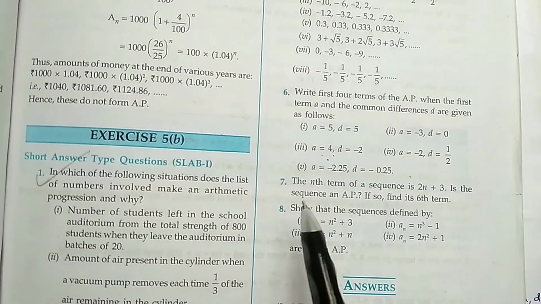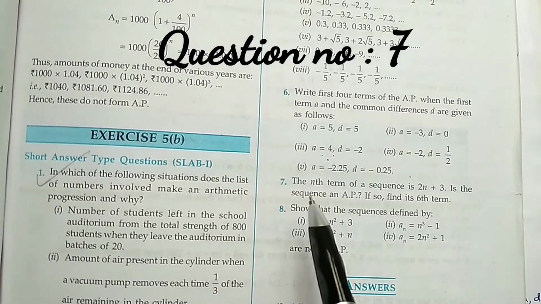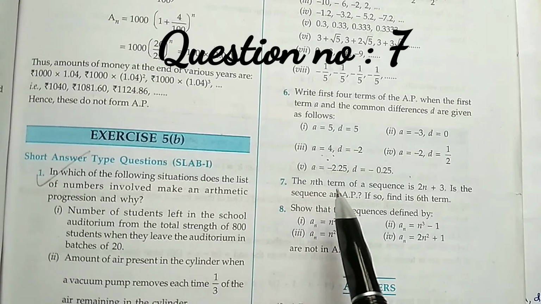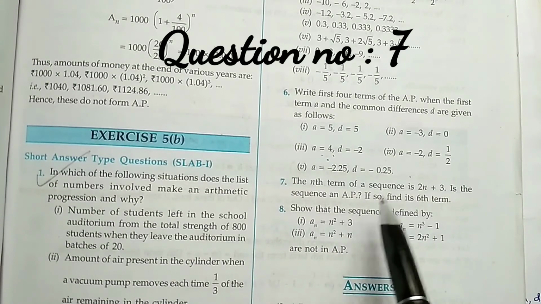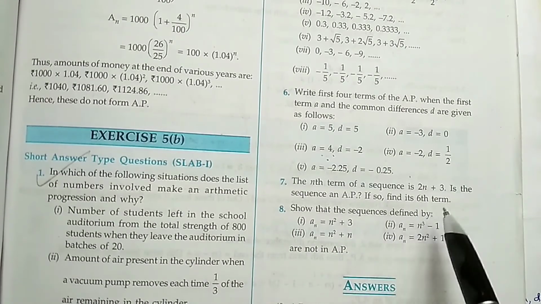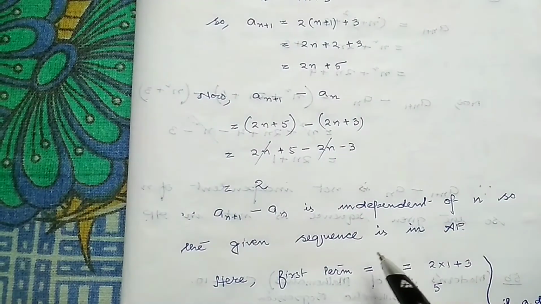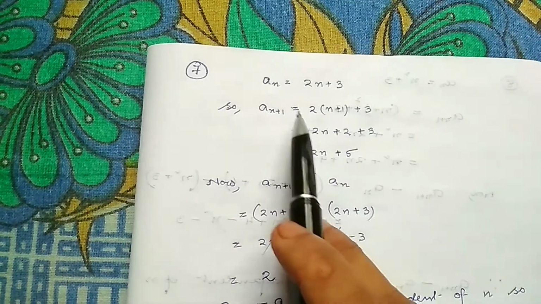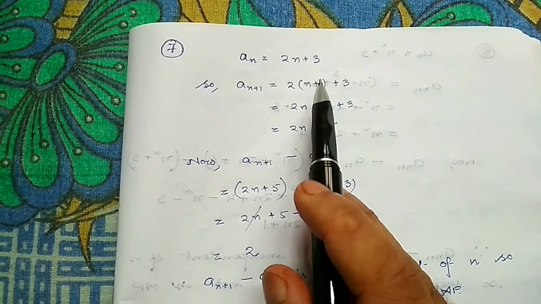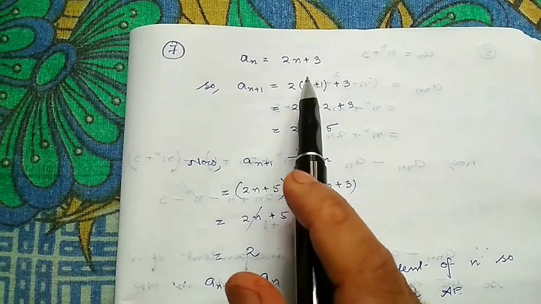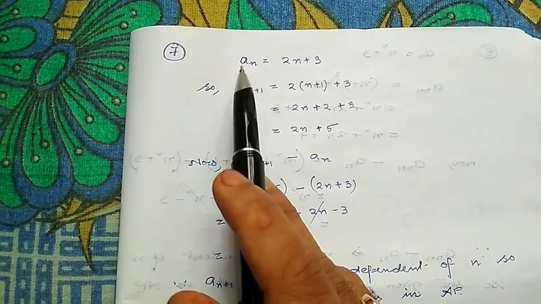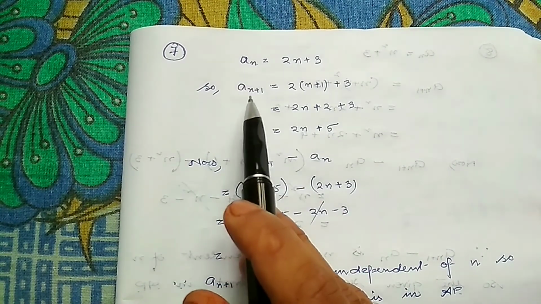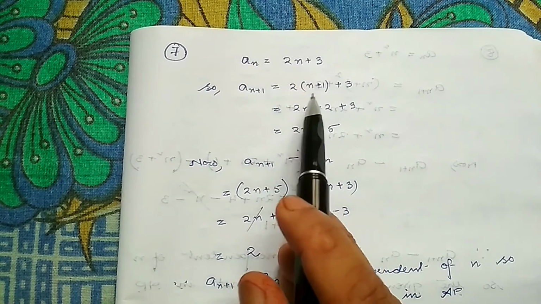So let me do question number 7. It is little bit difficult. The question is, the nth term of a sequence is 2n plus 3. Is the sequence an AP? If so, we are to find the 6th term. How to do this type of sum? Here it is given a n is 2n plus 3. If a n is 2n plus 3, what will be a n plus 1? That means next term. If it is nth, we are to find a n plus 1. Replace n by n plus 1.